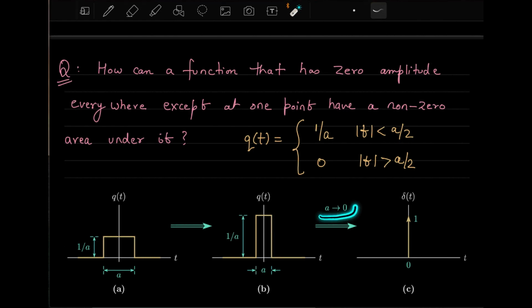And when a tends to 0, it will give you an impulse type of situation. Note that the area is 1 here. If you multiply the amplitude by the width for this particular pulse, it is 1 by a times a, and its value is 1. So now you can see, as a tends to 0, the amplitude becomes infinite and the width a becomes exactly 0. So this is giving you a hypothetical explanation of how you can visualize the impulse from this pulse situation.